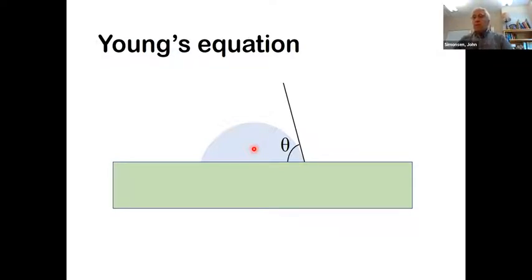So I'm going to do it a different way. We're going to do an incorrect derivation, but it gives you the right answer, and conceptually it's much easier to understand.